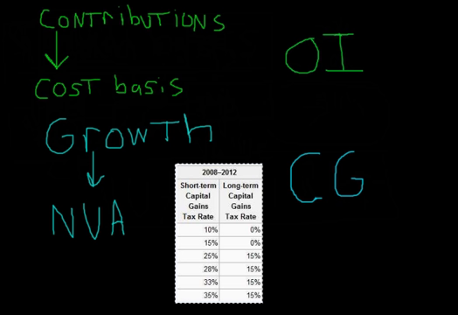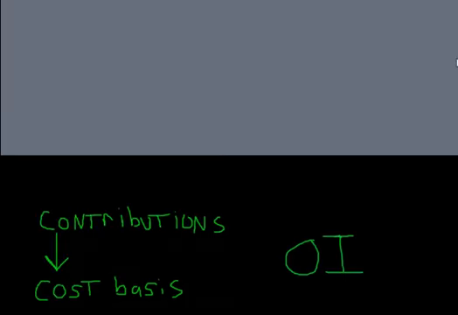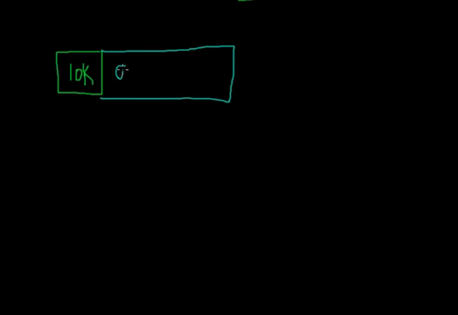If we simplify this, I like to look at it in this way. Your contributions, this was the 10k in this scenario. That's your cost basis. And then any growth beyond there, this is your NUA. So in this case, it was 90k. This is your NUA, and again, the focus is taxable as ordinary income. This is taxable as capital gains, and this can be advantageous.